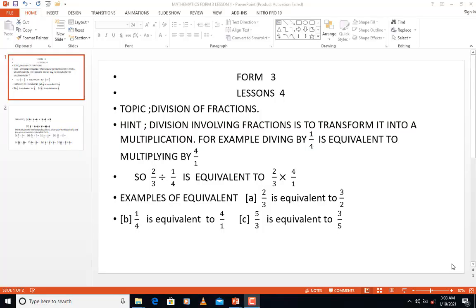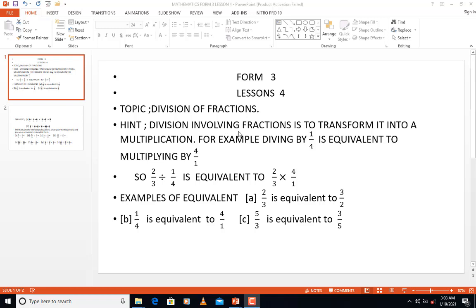We are now in lesson 4. In lesson 4, we are going to look at division of fractions. In the previous lesson, that is in lesson 3, we discussed multiplication. But in this lesson 4, we are going to discuss division of fractions. So, for the division of fractions, let me give you some hints.